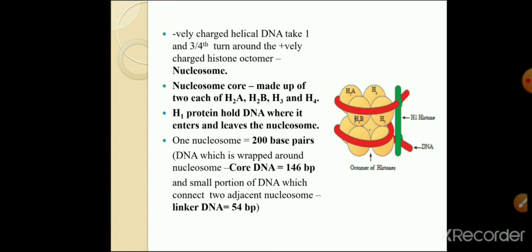One nucleosome approximately contains a 200 base pair long DNA helix wound around it. About 146 base pair long segment of DNA is present in each nucleosome, and a small portion of DNA which connects to the adjacent nucleosome, called linker DNA, consists of 54 base pairs, 27 on either side of the nucleosome.